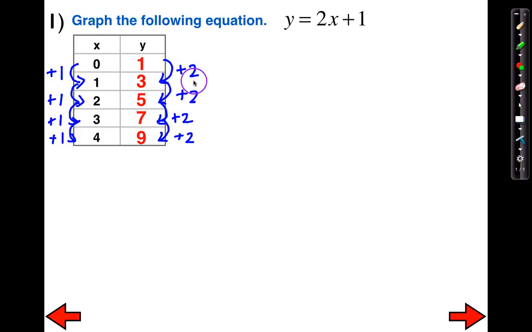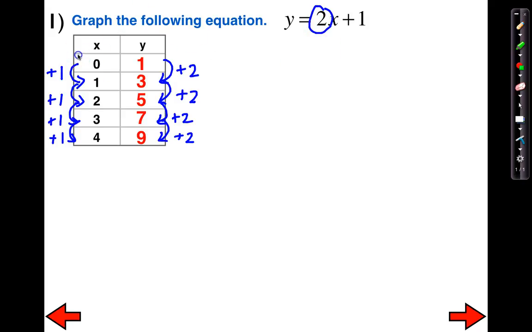So if you check out these ratios, you're going to see that there is a constant rate of change. Okay, this ratio is the unit rate. It's the numerical value for your unit rate.